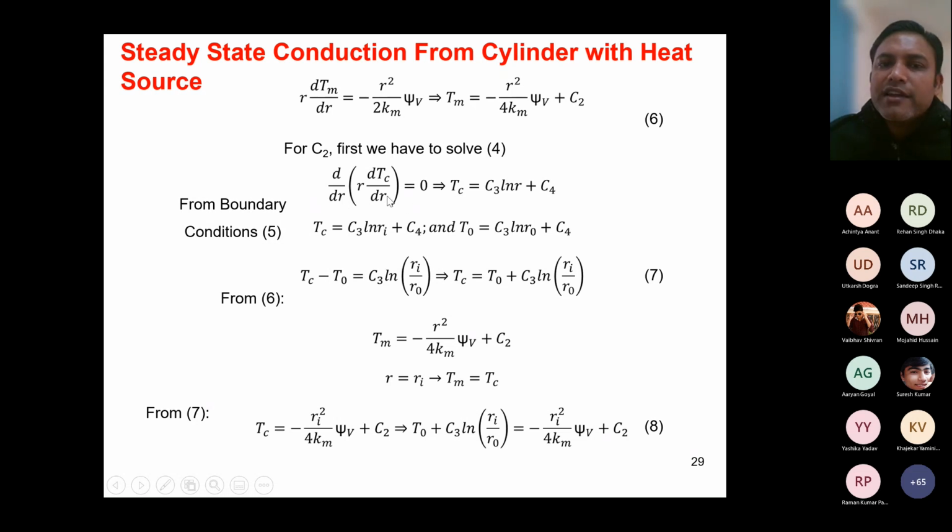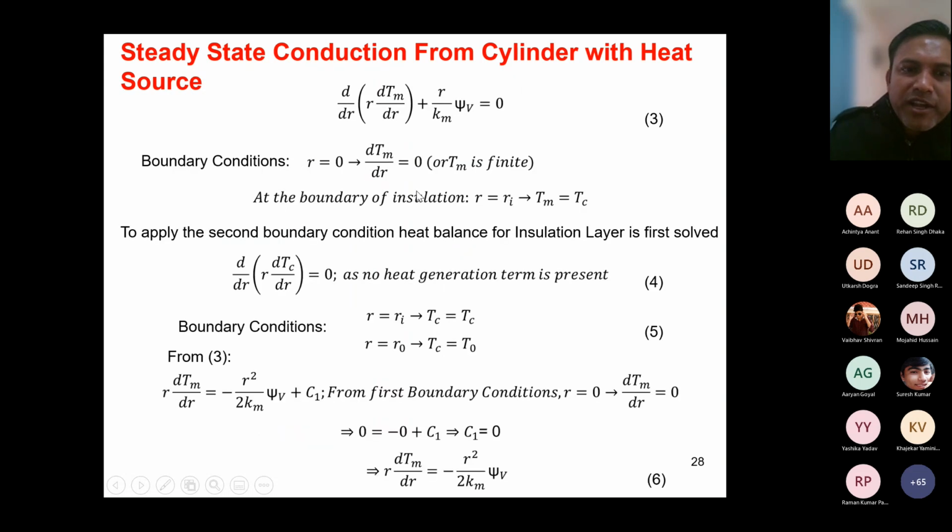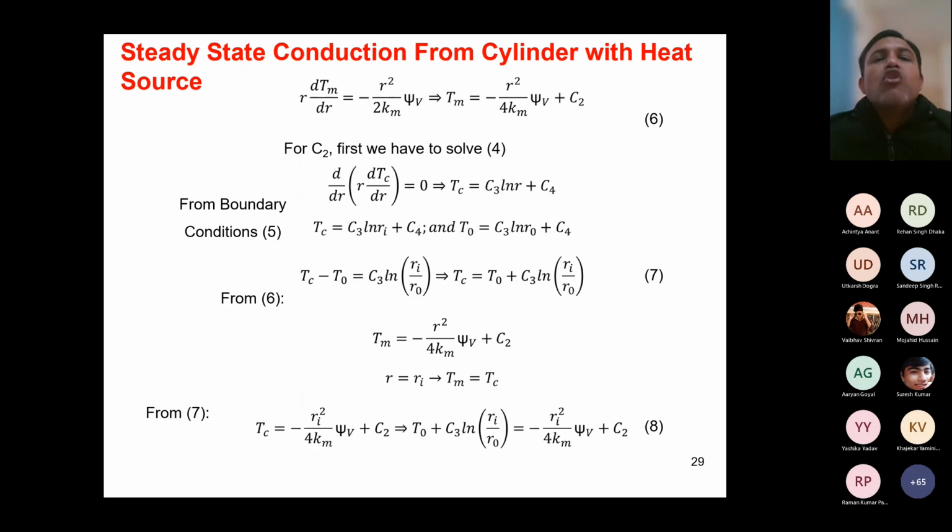So this is the equation which we have obtained for the temperature distribution in the insulation layer, isn't it? d by dr into r dTc by dr equals 0. That is what we have obtained here. This is the same term without the generation term, isn't it? Yes or no? Yes, sir. So again, we can integrate this equation twice. What we get is Tc equals C3 ln r plus C4.